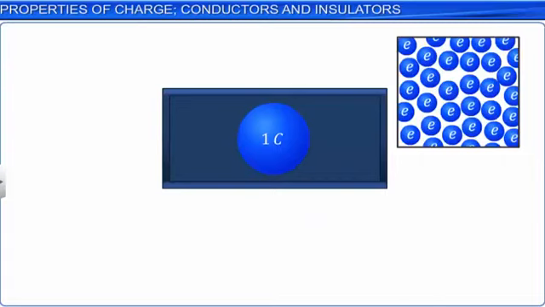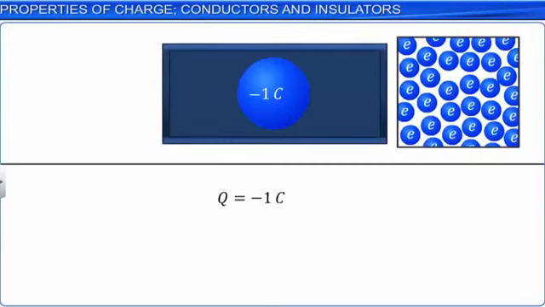Now, let us calculate the number of electrons 1 coulomb of negative charge carries. Consider a body possessing a charge Q equal to minus 1 coulomb. Let the number of electrons it has gained to become negatively charged be N. As the charge Q on a body is quantized, we have Q equal to NE, where the basic unit of charge E has a magnitude of 1.6 into 10 power minus 19 coulomb, and Q equal to minus 1 coulomb.